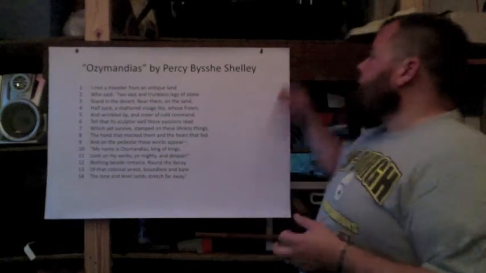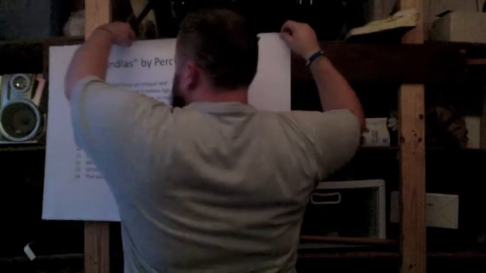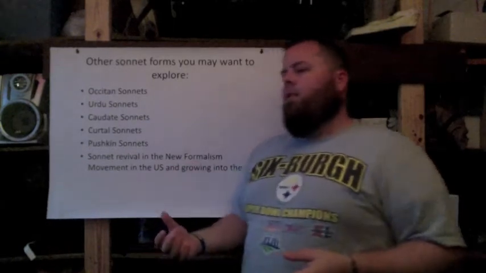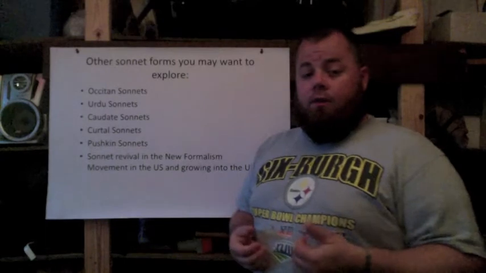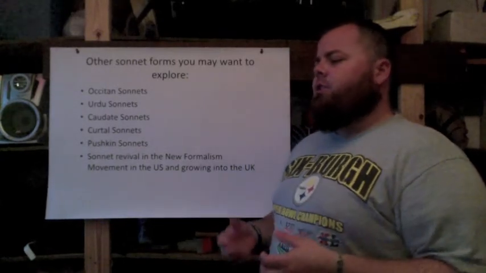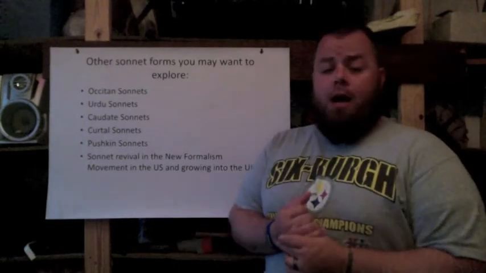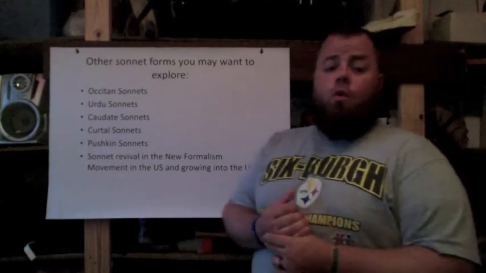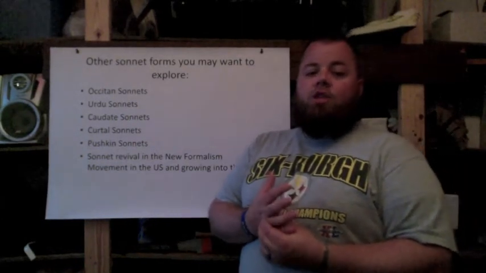So there might be some other sonnet traditions that you would be interested in, and here are those. Now, these are sonnets in the traditional sense, in that they're going to have 14 lines, they're going to have the problem, the turn, and the solution, but they're coming from different traditions, and since they come from different traditions, they're going to have some different expectations. But these are ones for you to check out. We have the Occitan sonnets, Urdu sonnets, Podate sonnets, Kurtal sonnets, Pushkin sonnets.